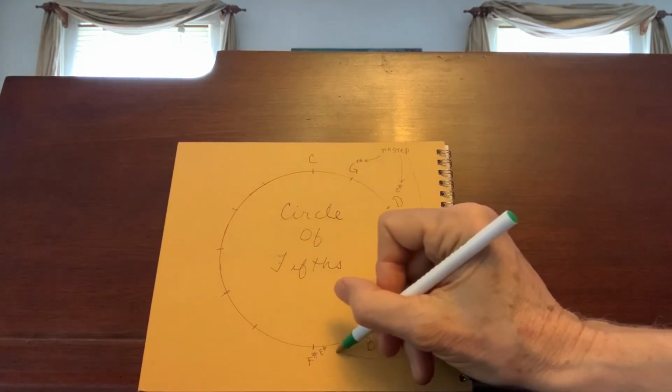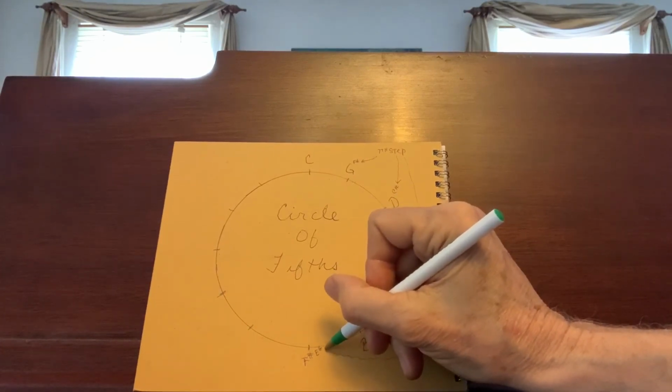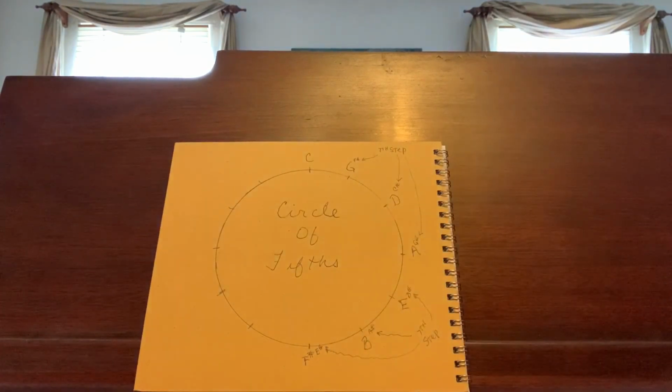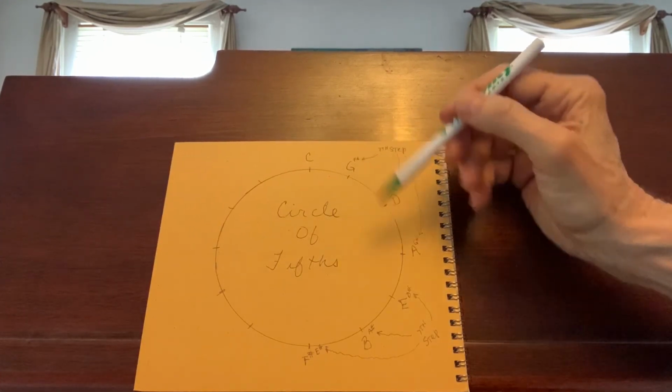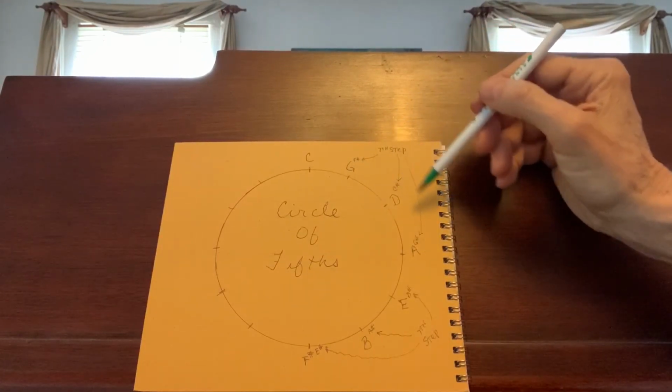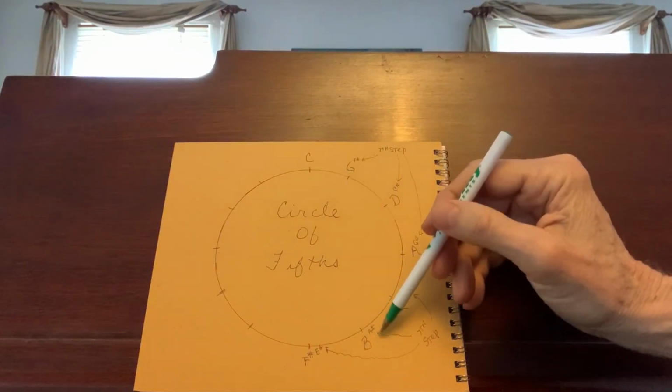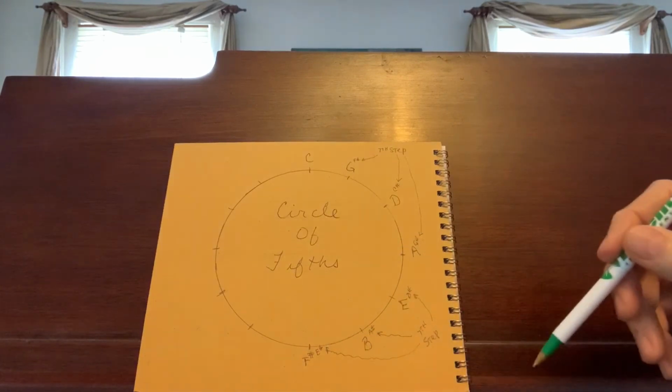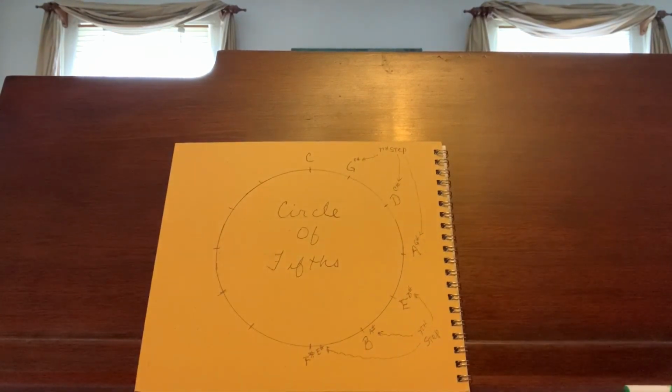That E sharp is the 7th step of the F sharp scale. So the key signature of F sharp major: F sharp, C sharp, G sharp, D sharp, A sharp, E sharp. And that's it for F sharp major.